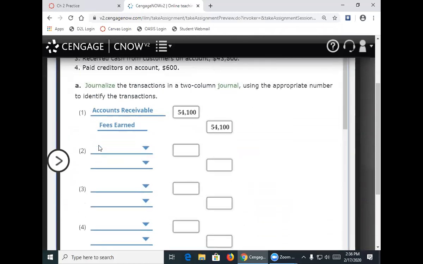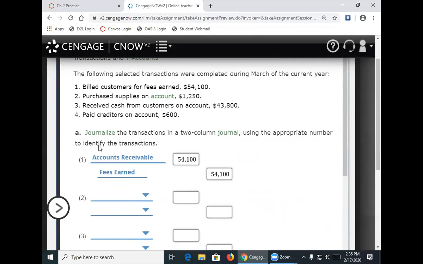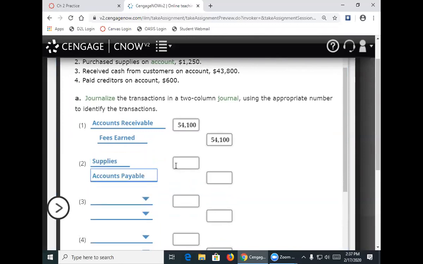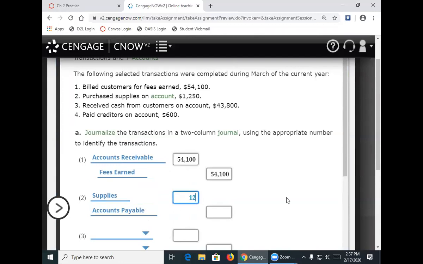Let's see, number 2, we purchase supplies on account. What two accounts are being affected there? Supplies and accounts payable. Very good. Supplies is what type of account? Asset. Good. Is it increasing? Yes. So we know we debit supplies and credit accounts payable. Perfect. So we debit supplies and credit accounts payable for 1,250. Accounts payable is when we owe, and we show that with a credit to the liability account, accounts payable.